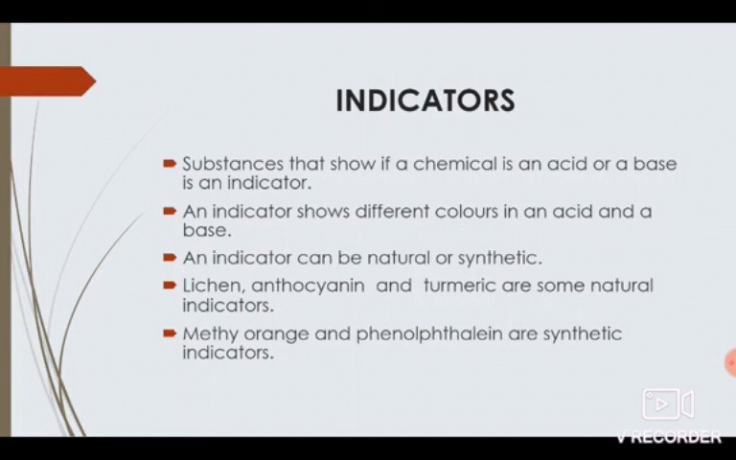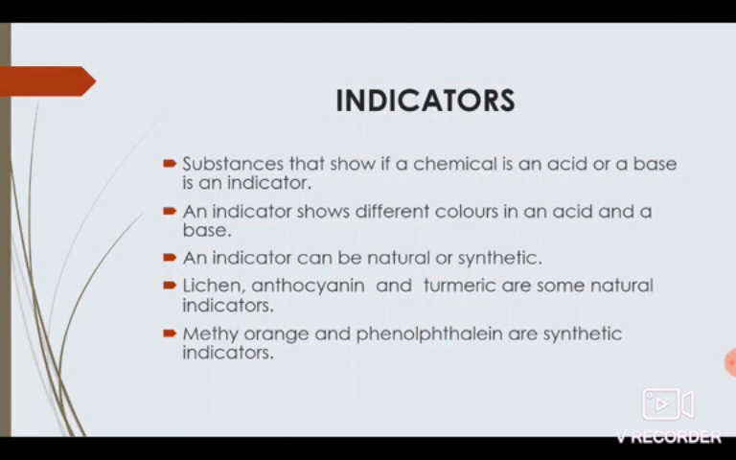Then what is the solution? How do we find out? The solution is simple. Another chemical. We call them indicators. So what are indicators? Indicators are substances that tell us if a chemical is an acid or a base.